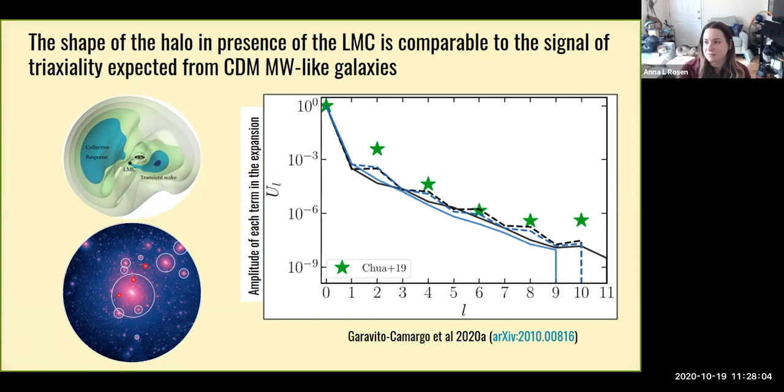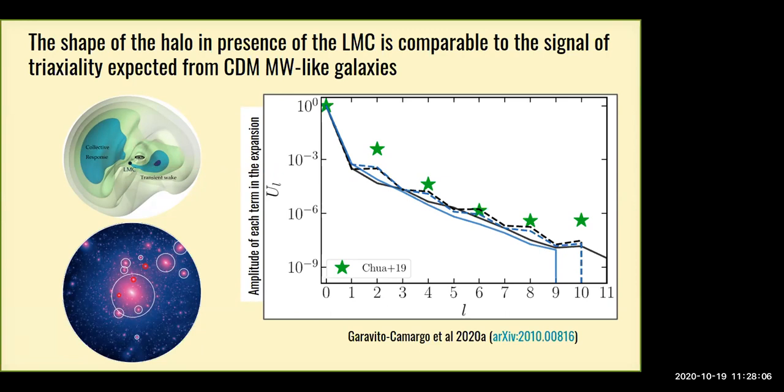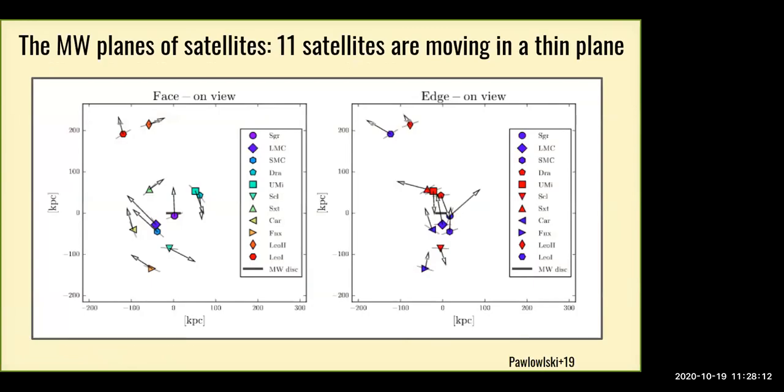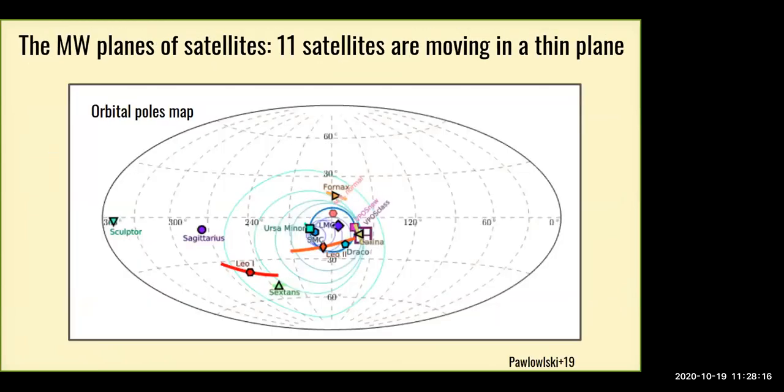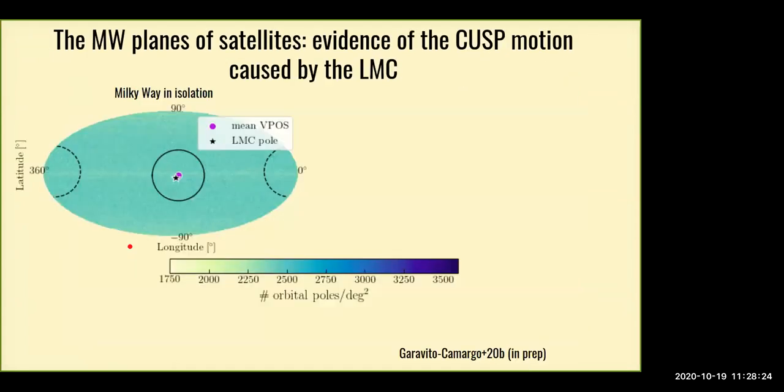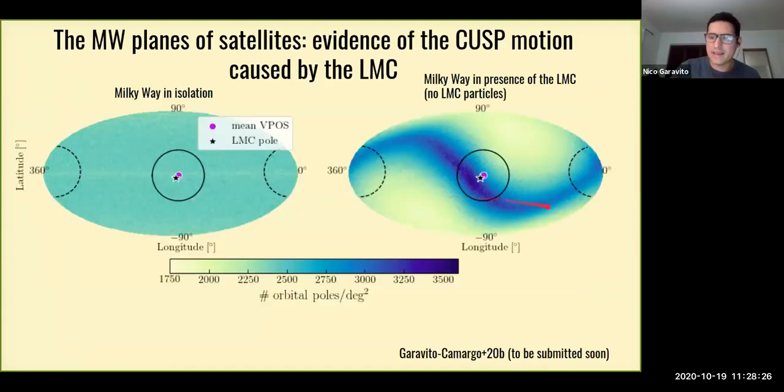Rohan? Lovely work, Nico. My question had to do with the plane of satellites plots that you showed. There's clustering around the center, but in the Milky Way satellites, do we also see clustering around the other region that you highlighted as where you would expect some clustering, like on the far right? Yeah, in these regions.